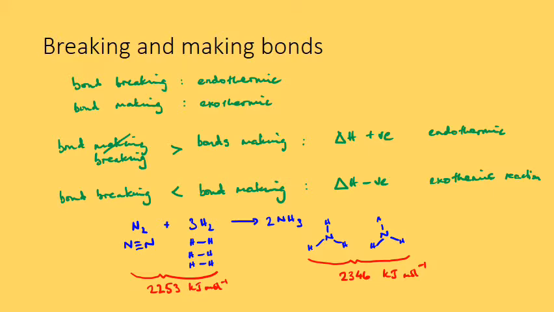So what you can see is that the amount of energy released, 2346, is bigger than the amount needed to break, 2253. Alright, so that means that the reaction is going to be exothermic because delta H is negative. The difference between the 2346 and the 2253 is released to the atmosphere. So it's an exothermic reaction.